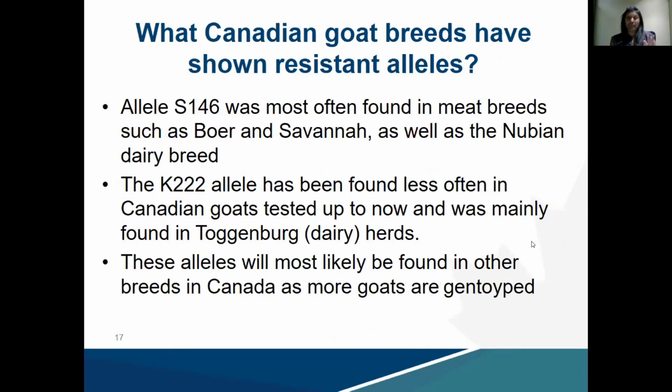So just a little bit about some of the information Dr. Mitchell at our OIE Reference Lab has collected over the last several years on these alleles in Canadian goat breeds. S146 is the most common allele for scrapie resistance found in meat breeds, such as Boer and Savannah, as well as Nubian dairy goats. The K222 allele has been found less often in goats tested up to now, mainly in Toggenburg herds. And these alleles are most likely to be found in other breeds in Canada, just as we're able to genotype more goats.